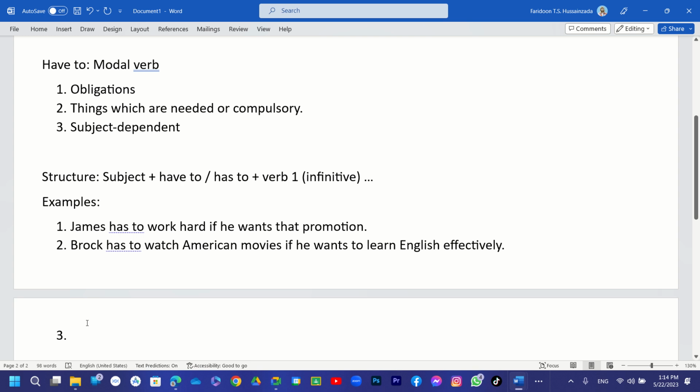But if I change the subject to, for example, I, I cannot say has to. Okay, has to does not work this time. So I'm going to change it to I have to. I have to what? Can you continue it?